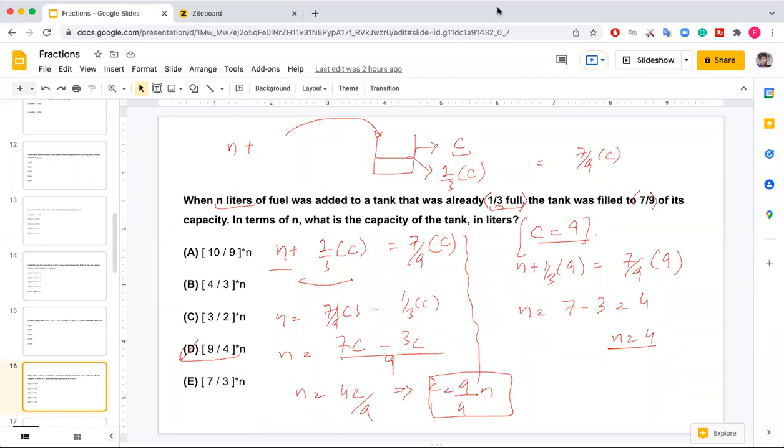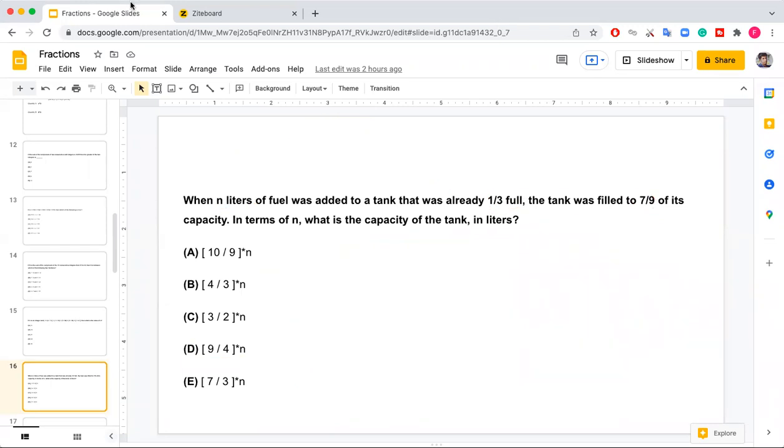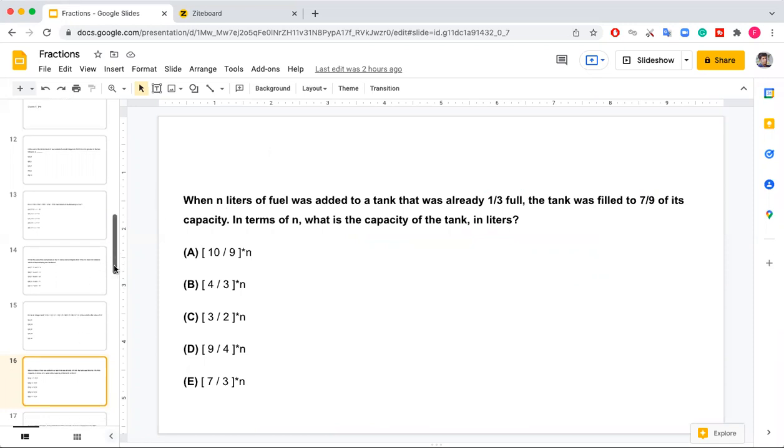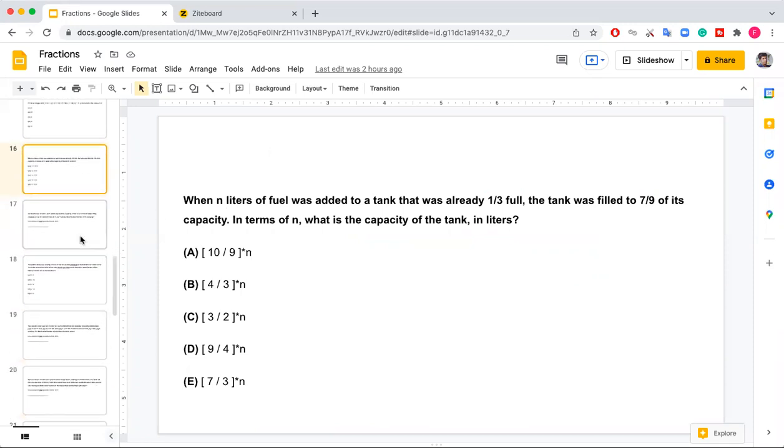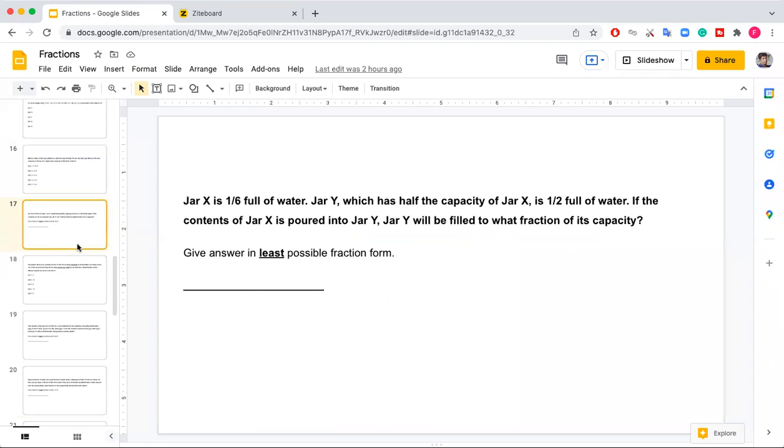Okay, so let's move to a bit more difficult question now. This was a really simple question. Okay, try this question.